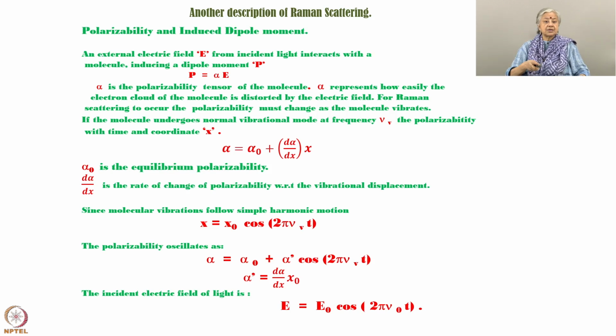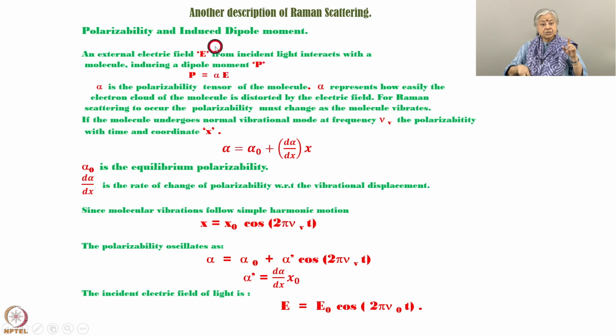The explanation is similar: an external electric field E, incident light, interacts with the molecule, inducing a dipole moment P. Okay. So, P is equal to alpha E. P is the dipole moment. I will not call it polarization, because remember, though I am using the factor P, which I described earlier as polarization, which is dipole moment per unit volume, here I am not taking the unit volume. So, P is the dipole moment, and it will be equal to alpha E.